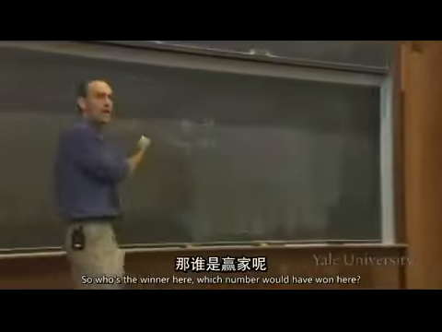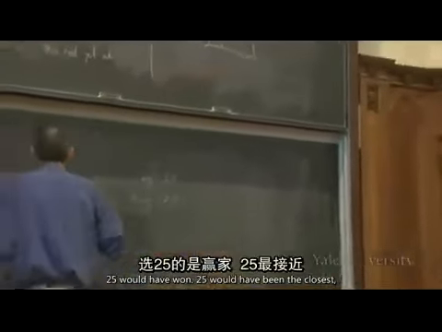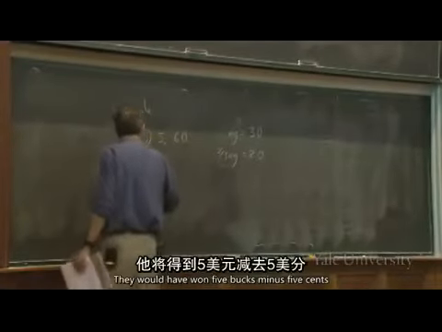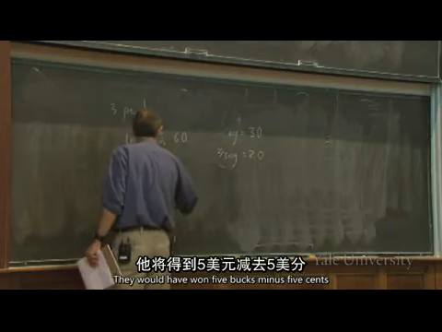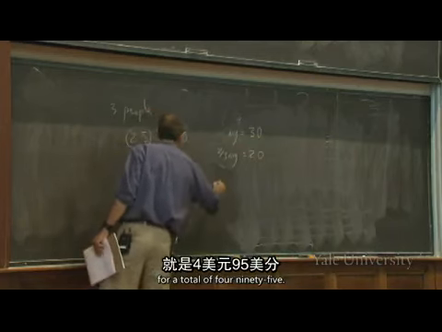All right, so who's the winner here? Which number would have won here? 25 would have won. 25 would have been the closest. And what would they have won? They'd have won $5 minus 5 cents for a total of $4.95.